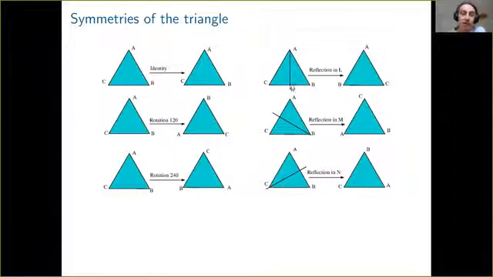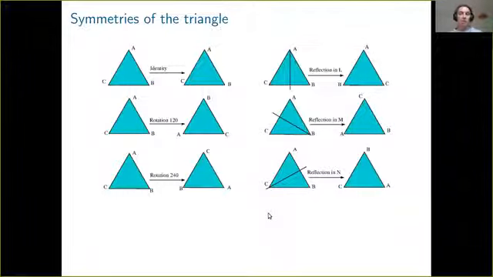The 3 reflections: the reflection in the vertical line, which was called L, keeps A where it is, and it swaps B and C. So we can see that reflected here, indicated by the labels on the vertices. The reflection in M is the axis that passes through B and the midpoint of the side AC. Reflecting the triangle in M leaves the vertex B where it is, but it swaps the other 2, A and C. And the reflection in N passes through C, so the reflection in N leaves C where it is and swaps the vertices A and B.